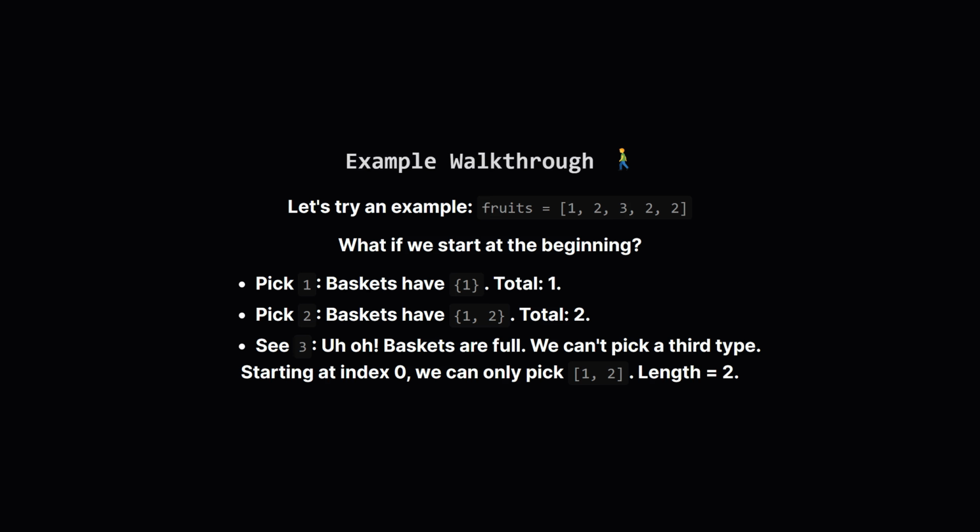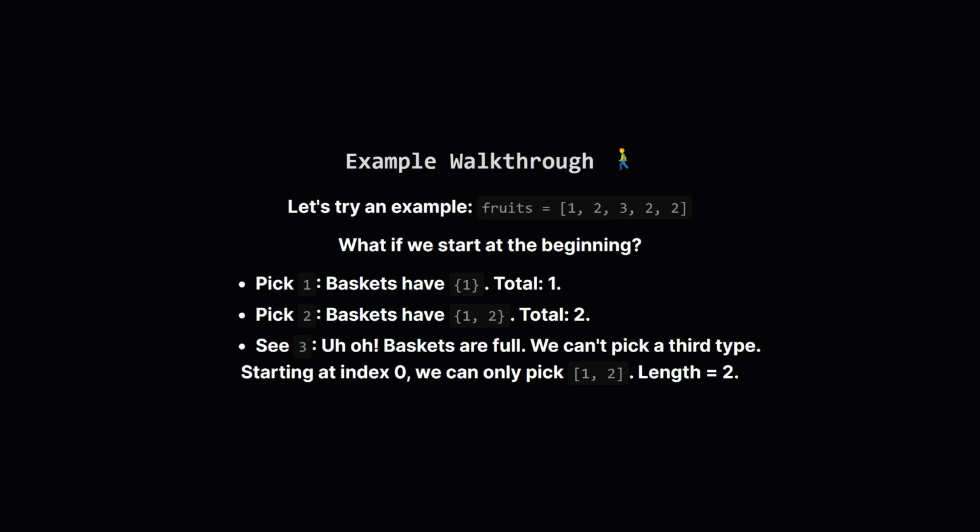Say our fruit trees are 1, 2, 3, 2, 2. If we start at the very first tree, we pick a type 1 fruit. Our first basket is now holding type 1. Next, we see a 2. Great, our second basket can hold type 2. So far so good. But then, we see a 3. We don't have a basket for type 3, so we have to stop right there. The longest stretch we could get starting from the beginning is just 2 fruits.